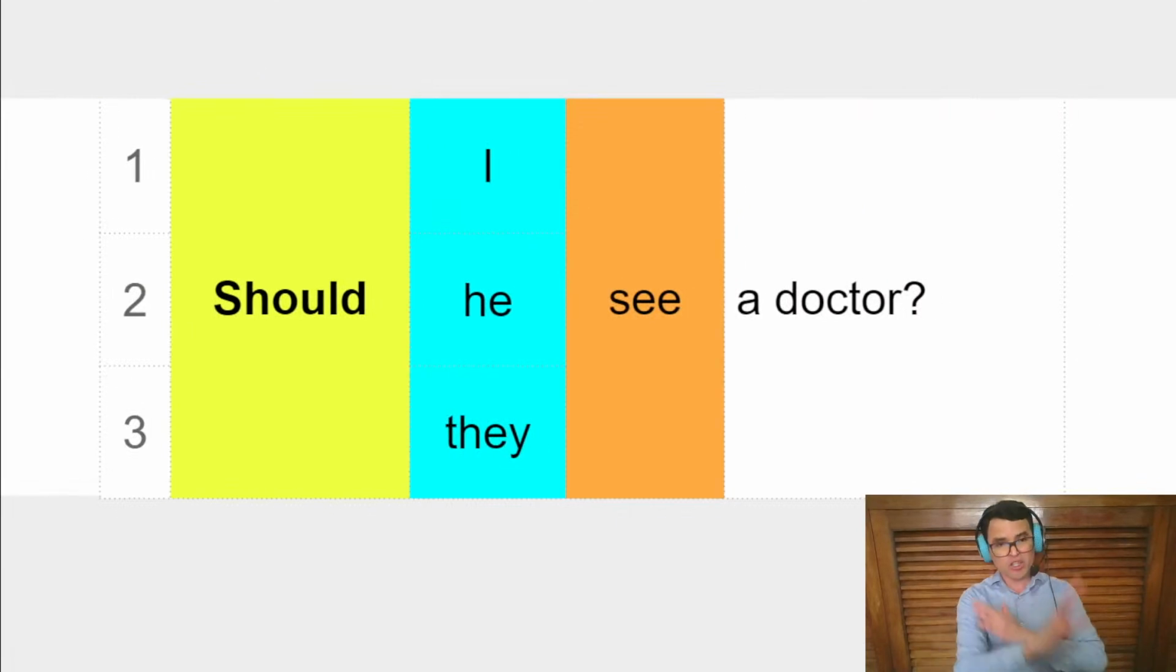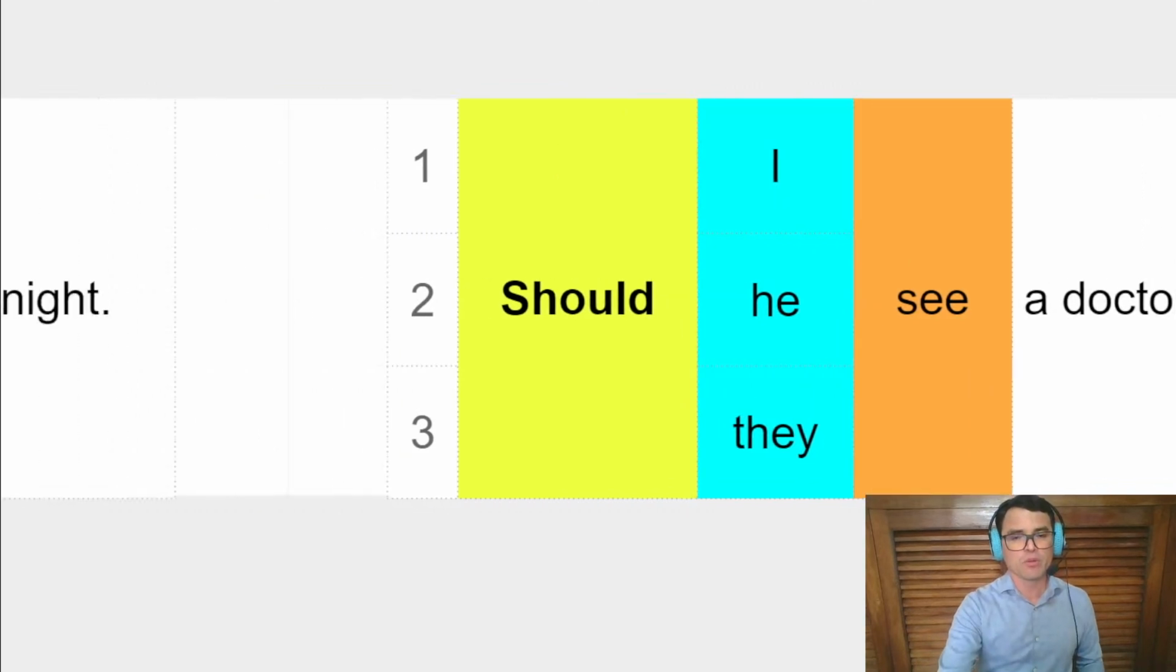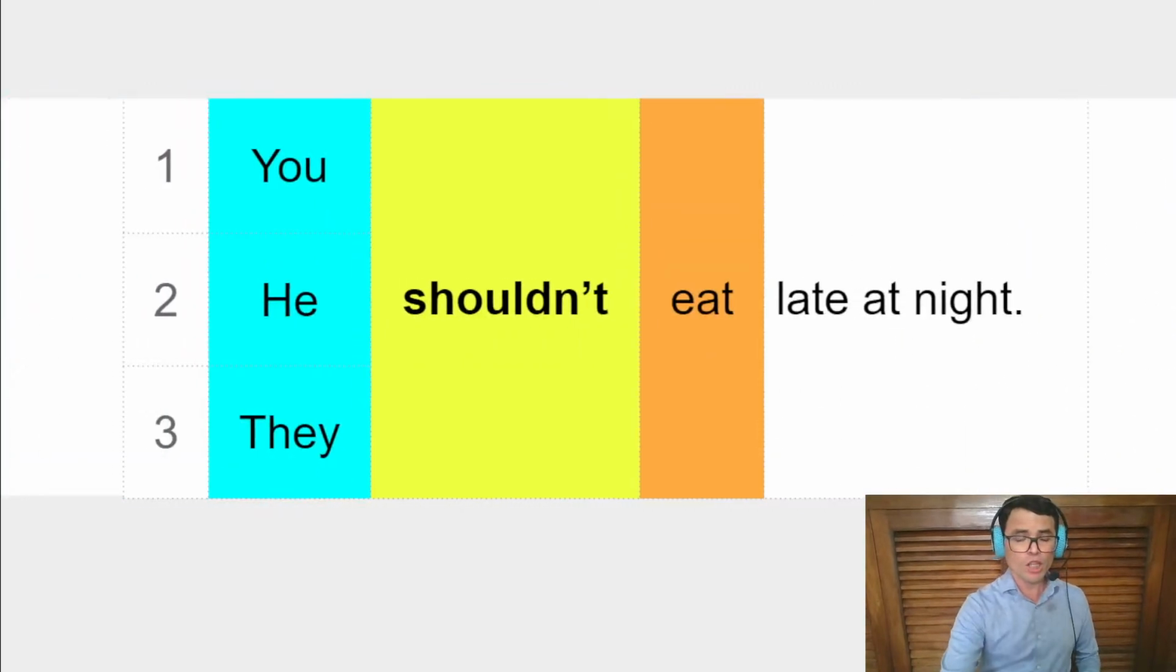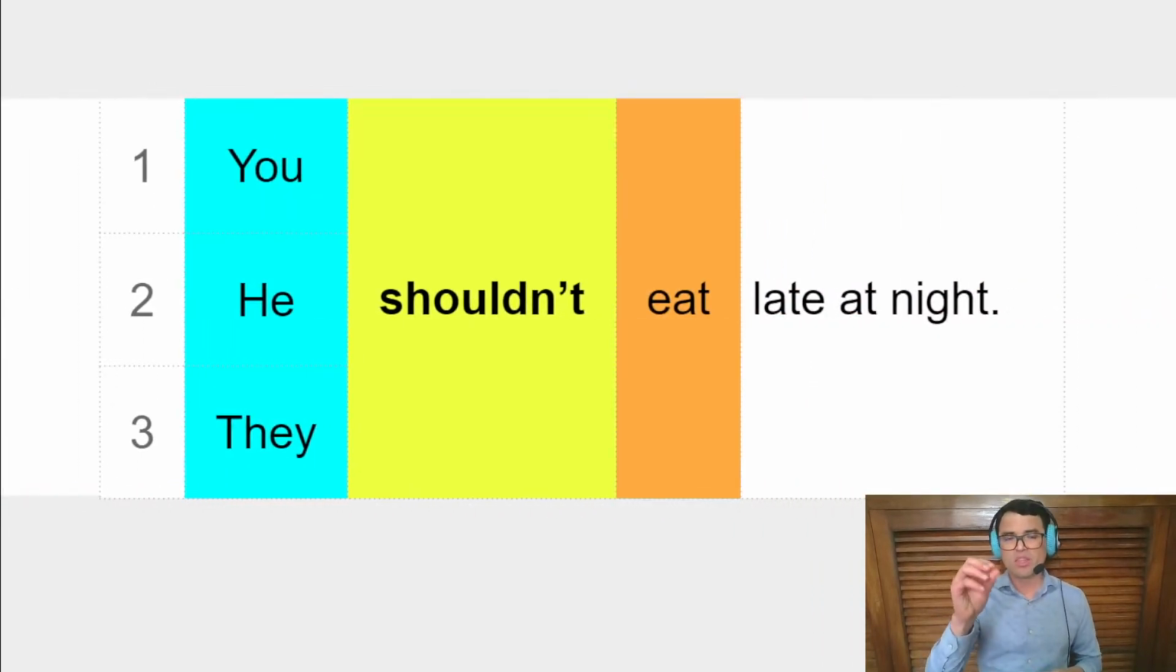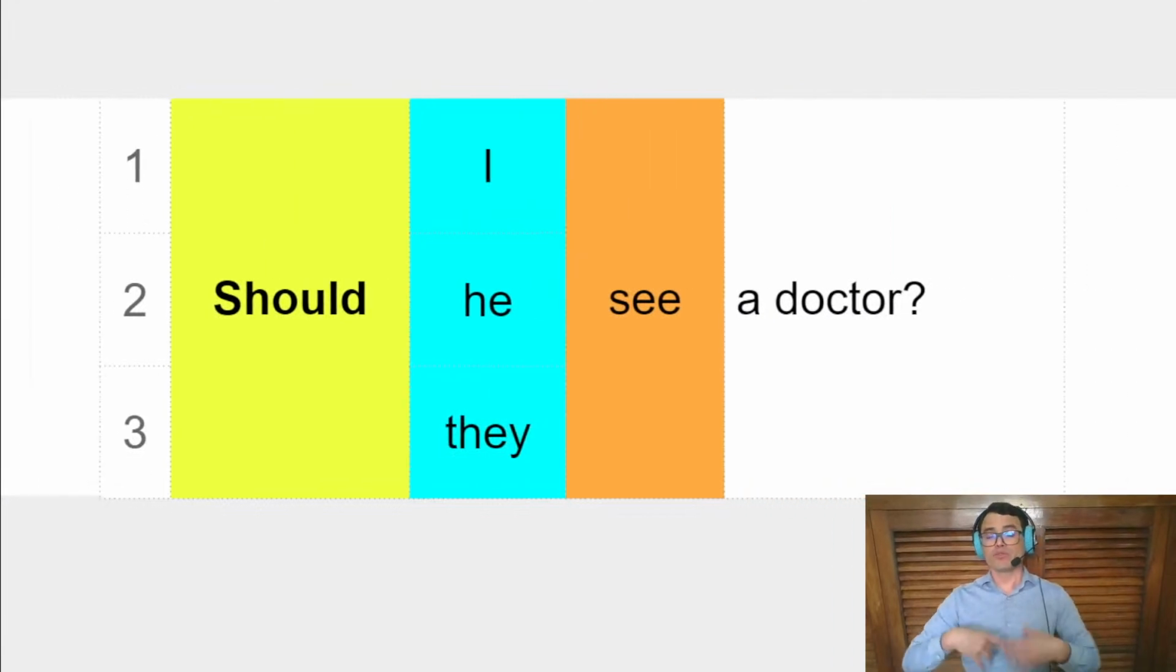If you want to make a yes-no question, then you have to change the order of the words. For example, for an affirmative sentence, you have light blue, yellow, orange. For a negative sentence, you have the same thing: light blue, which is the subject, yellow, which is the modal verb, and orange, which is the verb. But for a yes-no question, first you start with yellow. Then you have light blue, and then orange. In this case, you have the modal verb should, then the subject in light blue, and then a verb in base form in orange. In this case, you can ask questions like this.